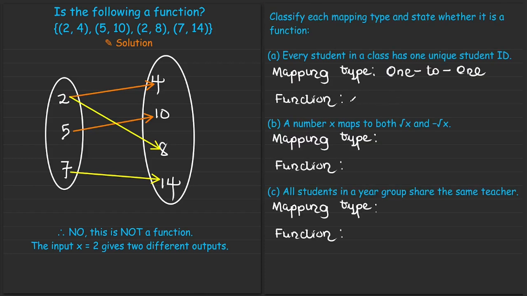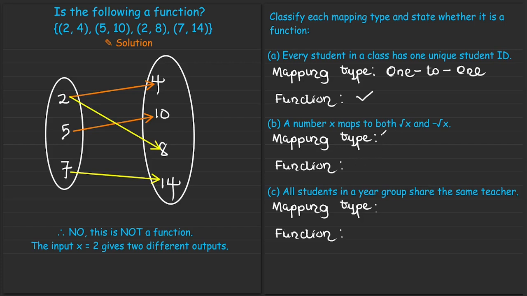Then as to whether it's a function, yes, it is a function. Then we come to a number x maps to both root of x and then the negative square root of x. They are saying just one number mapping to 2. Just one number mapping to 2. What type of mapping would that be?